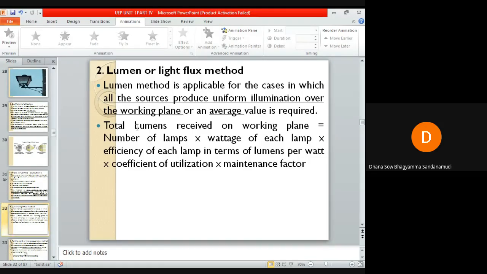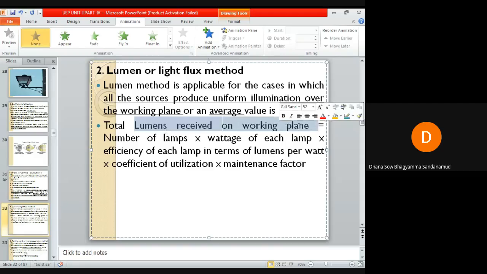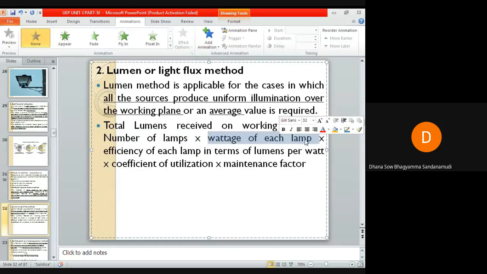In this method, you can calculate the total lumens received on the work plane by this formula. What you require in this method is the number of lamps, the wattage of each lamp, the efficiency of each lamp in terms of lumens per watt, the coefficient of utilization, and the maintenance factor. If you know the values of all these terms, then you can determine the total lumens required on the work plane.